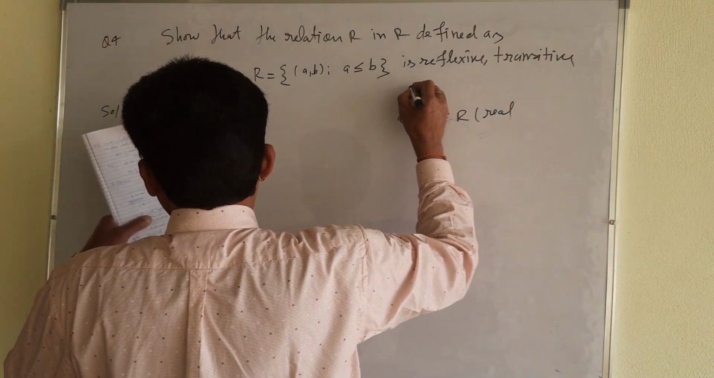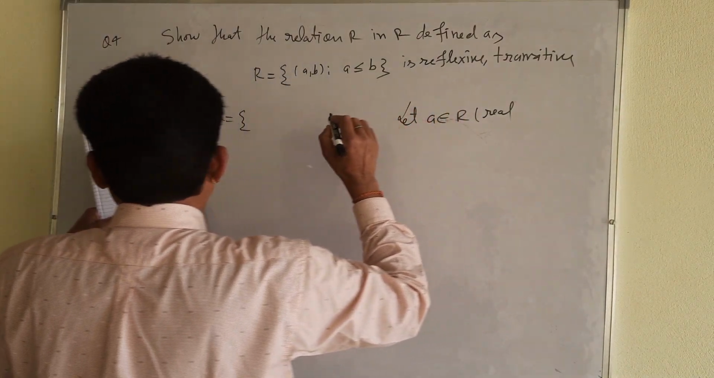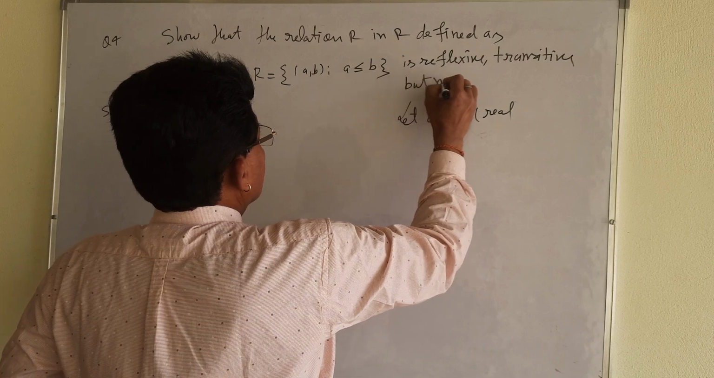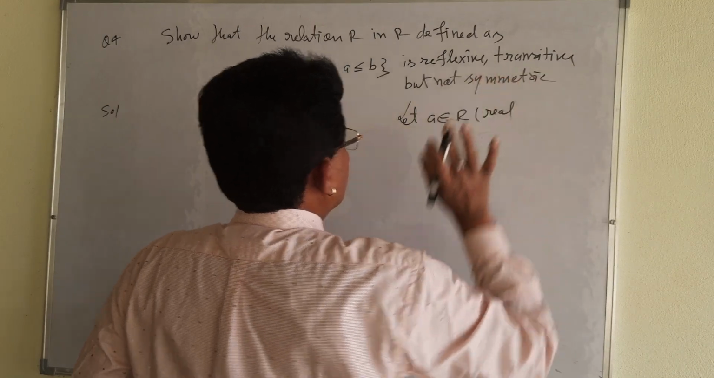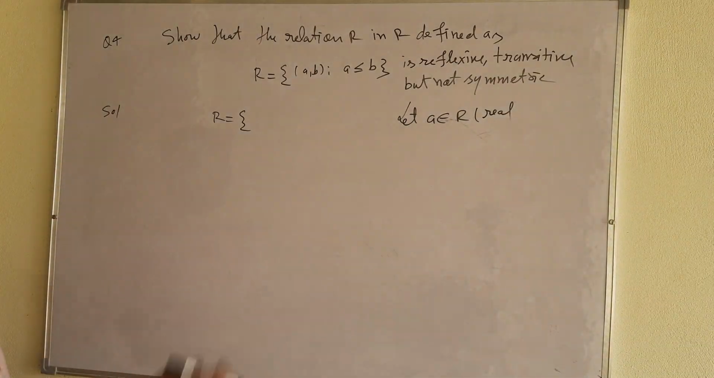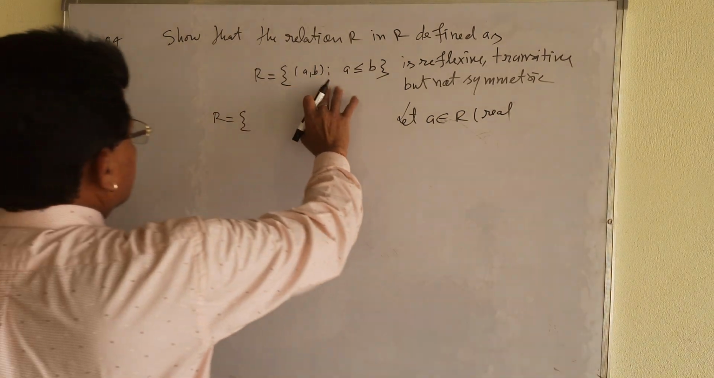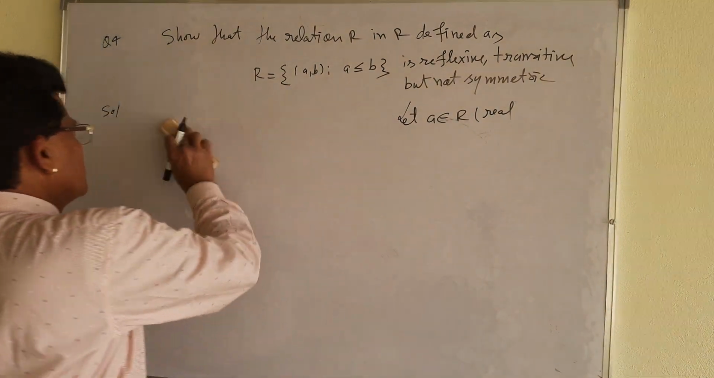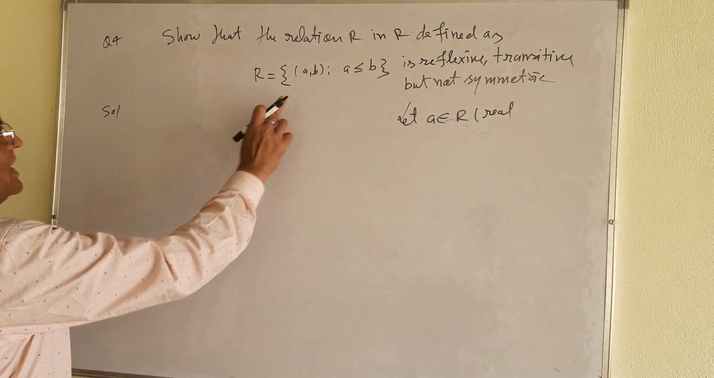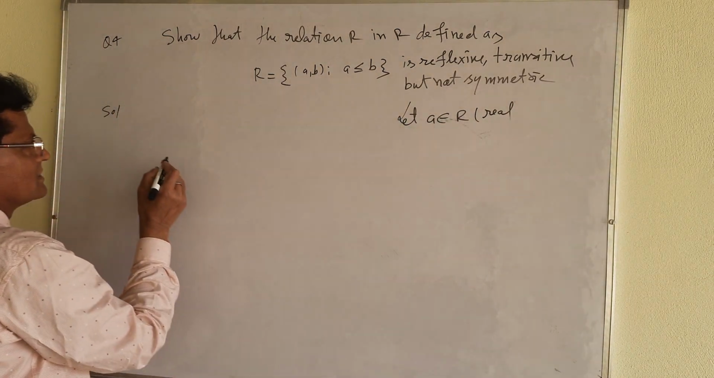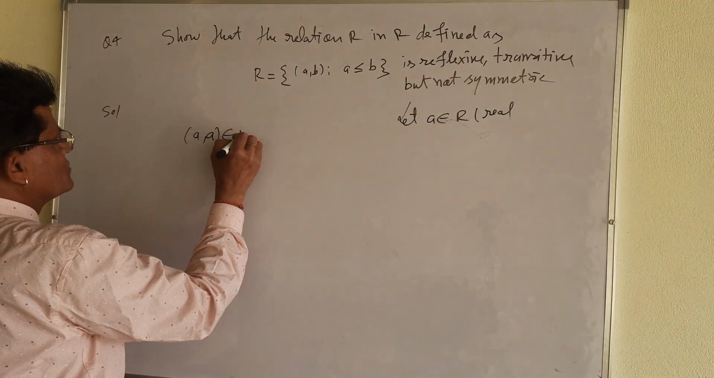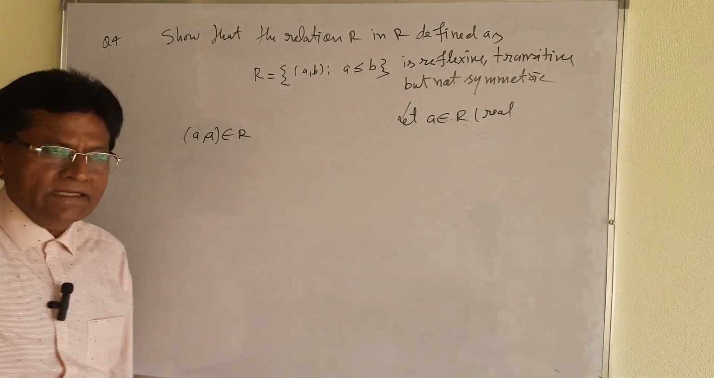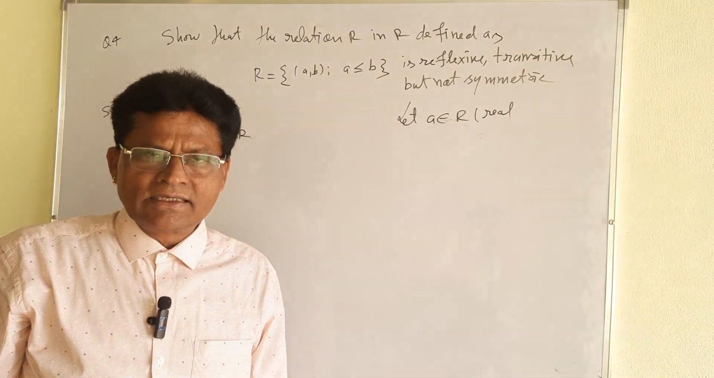And symmetric also, but not symmetric. The thing is that you see, relation, I am just going to use it. Let me start. If a belongs to R, R is real, set of real numbers, then you see (a, a) must belong to R, that is an ordered pair (a, a), because the same element is there.